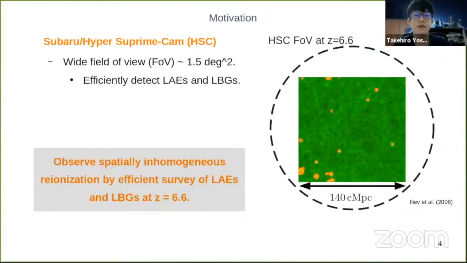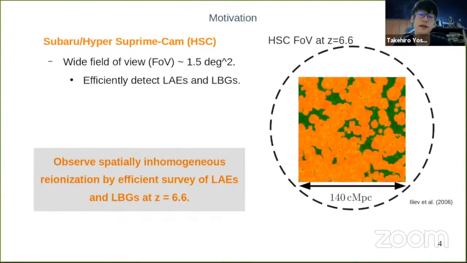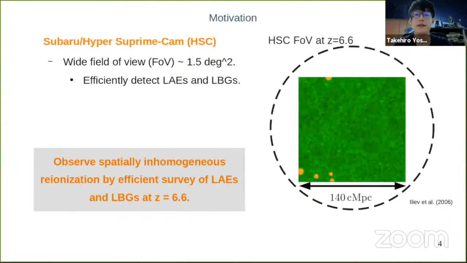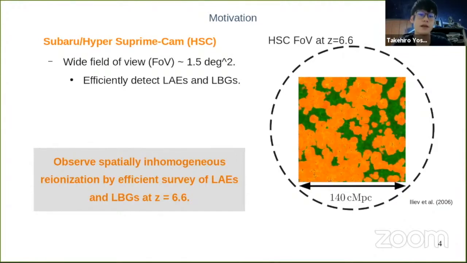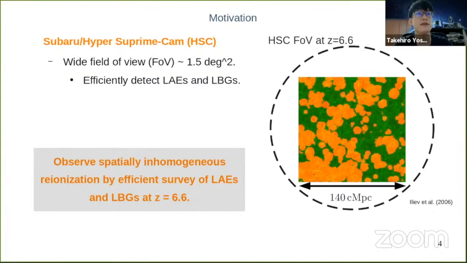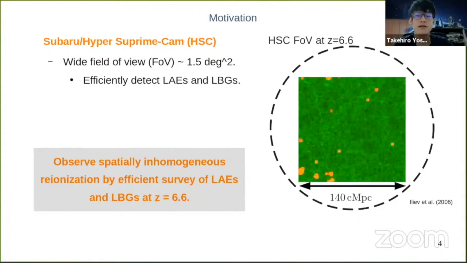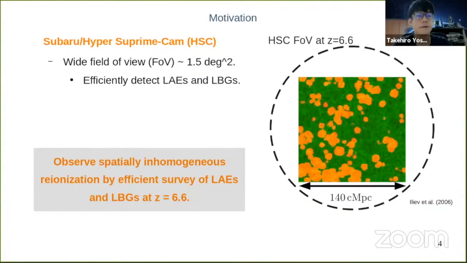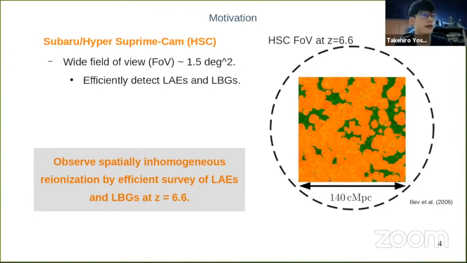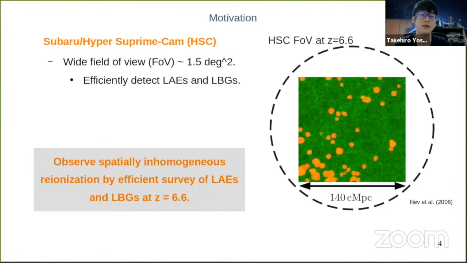To overcome this problem, we use Subaru Hyper Suprime-Cam, HSC. HSC has a very wide field of view, enough to detect inhomogeneous reionization, as shown in the right figure. From this wide field of observations with HSC, we can efficiently detect LAEs and LBGs. Taking advantage of this unique feature of HSC, we aim to observe for the first time spatially inhomogeneous reionization by an efficient survey of LAEs and LBGs at redshift 6.6.